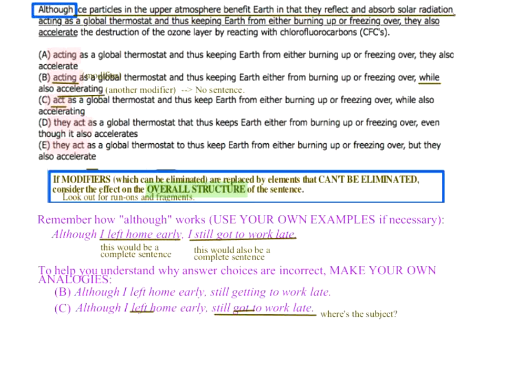So any questions about choices B and C? If you have questions, go ahead and type those in the text box.